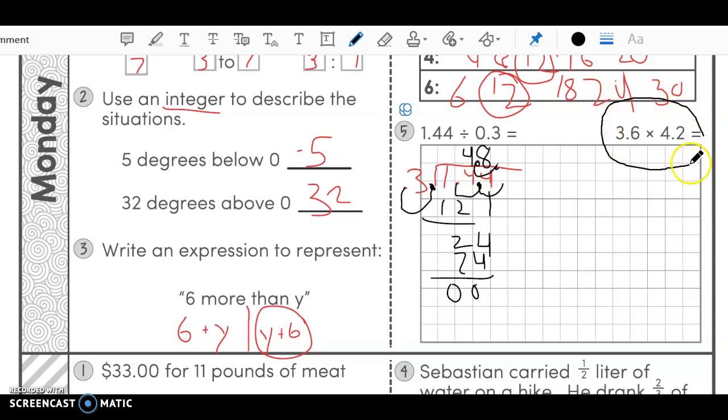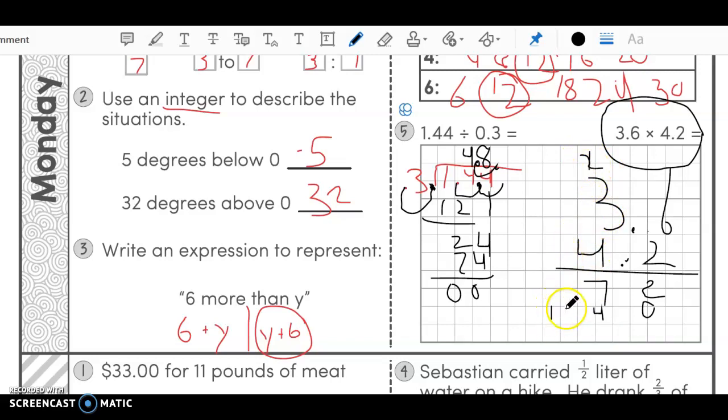I'm hoping that you can all do that, but 3.6 times 4.2, we do it the standard way. 6 times 2 is 12. 2 times 3 is 6. Add 1 is 7. This is a 42, so we're going to make it look like a 40. 40. 40. Get it? So we add a 0 for place value. 4 times 6 is 24. 4 times 3 is 12. 12 add 2 is 14.